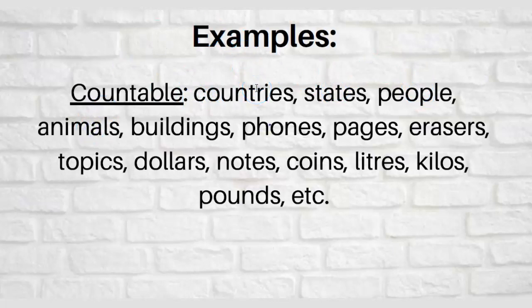The third thing we can do with them is put numbers before them. One country, two countries. One state, two states. One person, two people. One animal, two animals. Same goes for the rest of them.